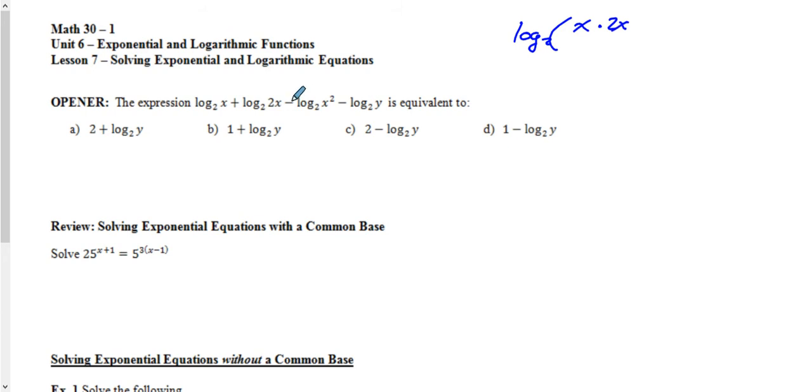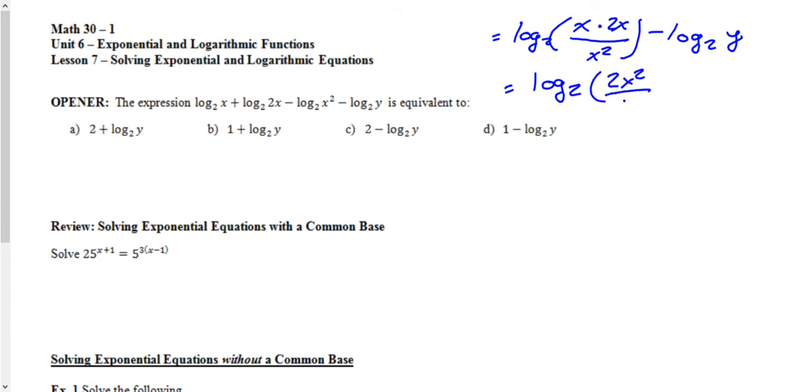I see this subtraction, which really translates as a division in our logarithmic equation here, so it's going to be divided by x squared, close bracket there, and I'm going to keep this minus log 2y on the outside and by itself there. Here I'm going to try to clean up this equation here. So really this is x times 2x, which is now log base 2 of, I have 2x squared up top, all divided by x squared on the bottom still, minus that log base 2 of y on that outside.